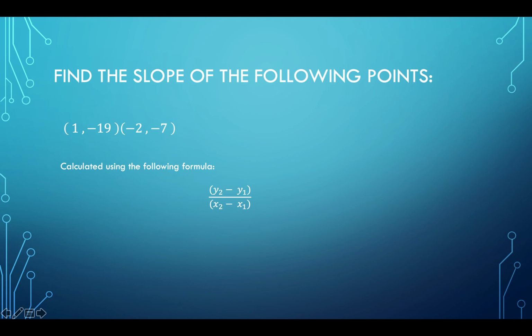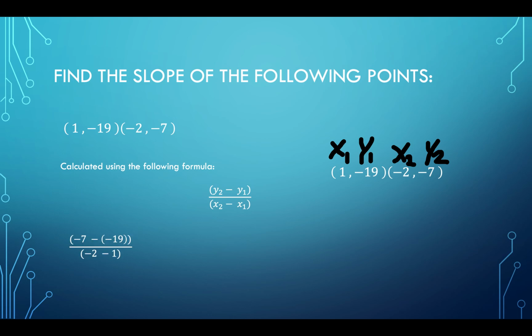So let's calculate the slope of these points. So we have 1 comma negative 19 and negative 2 comma negative 7. So we're going to use 1 as our x1 and negative 19 as our y1. And then we're going to use negative 2 as our x2 and negative 7 as our y2. So when we plug it into our formula, it's going to look like this. So we're left with negative 7 minus negative 19 over negative 2 minus 1.